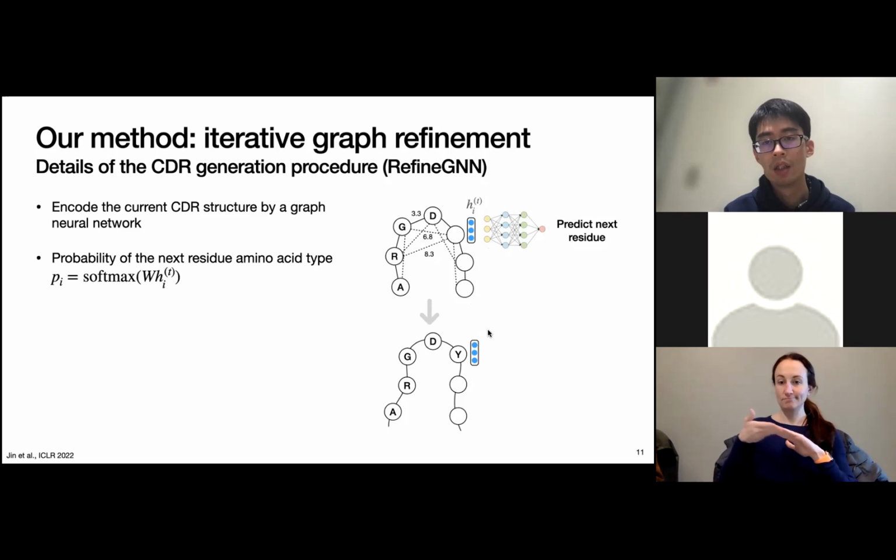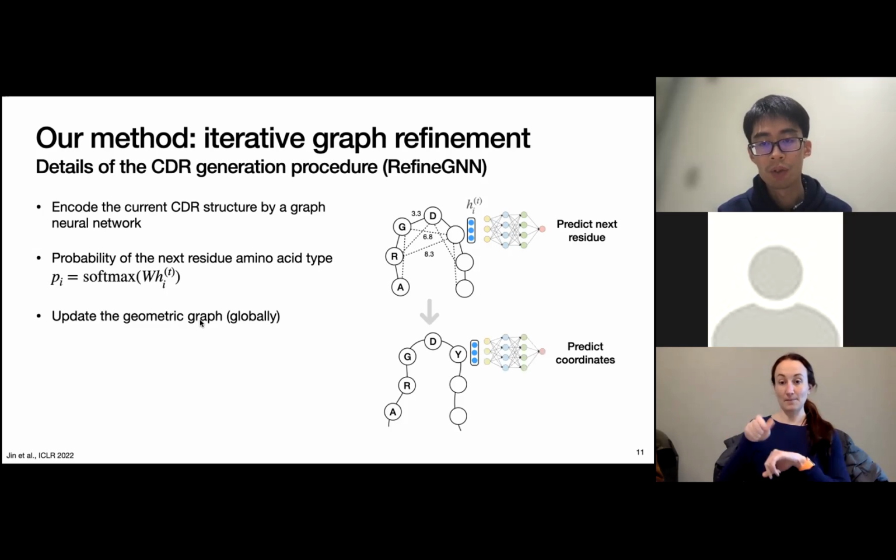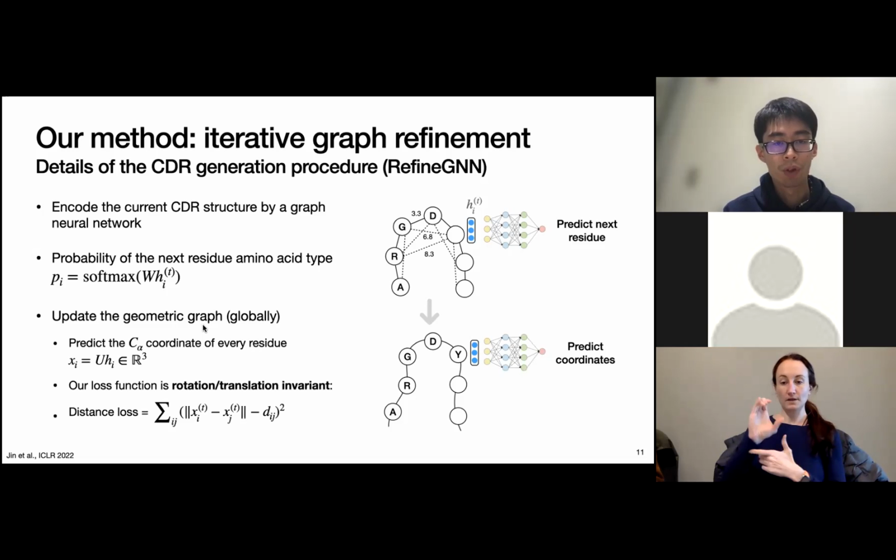Then you select the residue based on the prediction, and then we need to update the geometric graph to do this global update. What we do is we predict the C alpha coordinate of each residue, so you get this x_i for residue i, and you predict this again from the representation learned from this graph neural network.